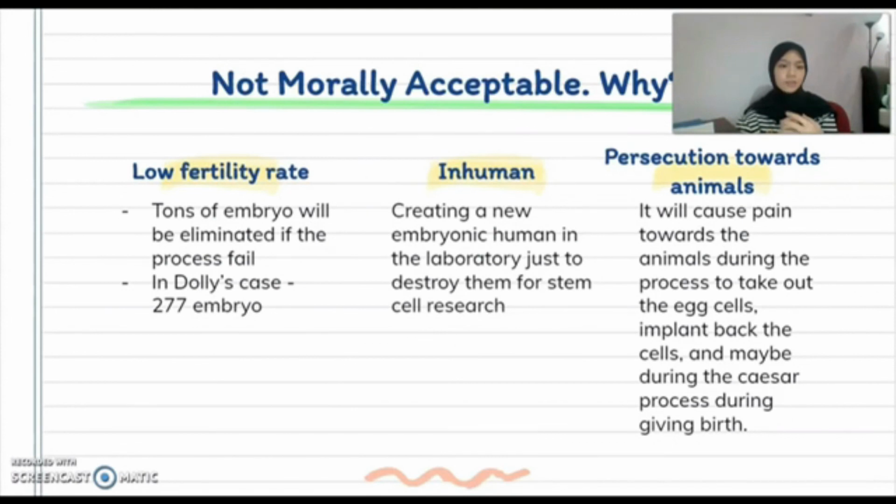And then lastly is persecution towards animals, sebab it will cause pain sebenarnya towards the animal bila kita nak keluarkan the egg cell from them, and then bila kita nak implant balik the cells, and maybe during the Caesarean process masa giving birth, this will all cause pain towards the animal. So because of all these reasons, ada setengah orang yang mengatakan cloning ni adalah perbuatan yang tidak bermoral.